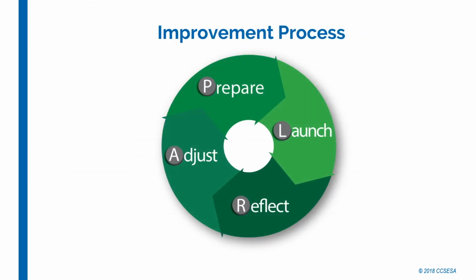We have now reviewed the elements of each phase of the improvement process: prepare, launch, reflect, and adjust. This also completes the four-part web module series to accompany the Improving Performance of Students with Disabilities Handbook. For more information on any of the topics reviewed in this or any of the other three modules, please feel free to refer to the Improving Performance of Students with Disabilities Handbook attached to this web module.